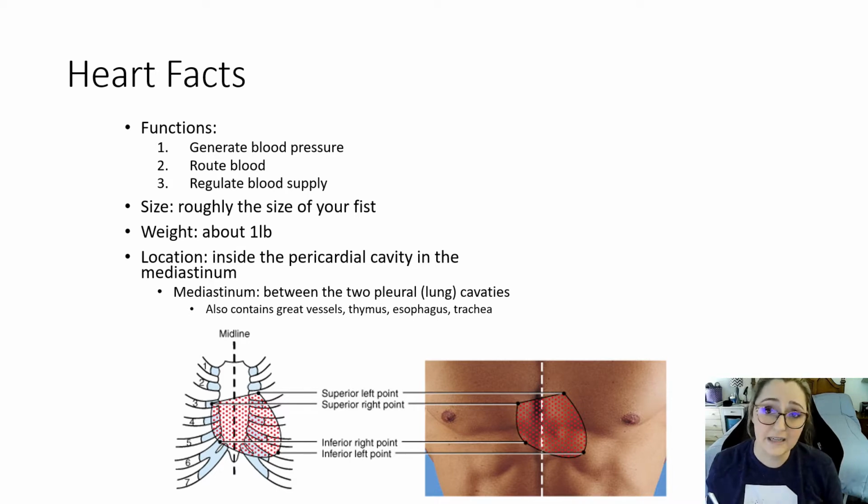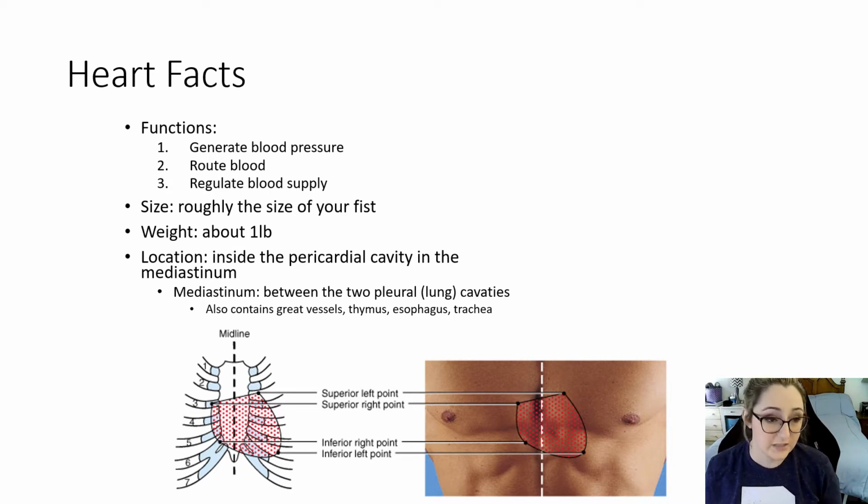The average weight of a heart is going to be about 1 pound, but again, that can vary on the size of the person, as well as if there are different conditions affecting whether or not you have an enlarged heart or a smaller heart than normal.